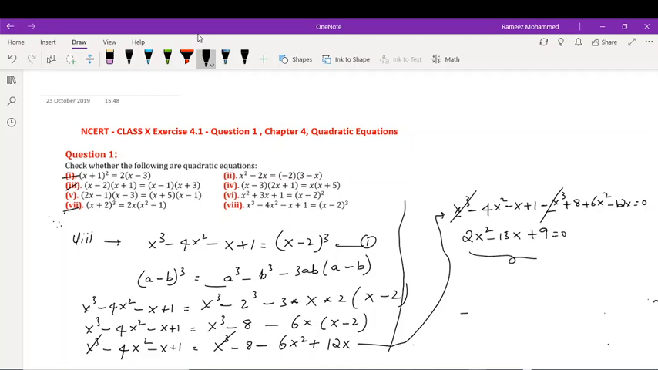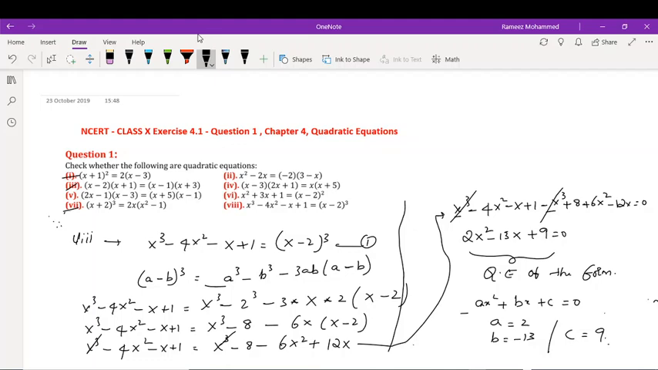So this is in the form of what? A quadratic equation of the form. What is the standard form of the quadratic equation? It is ax square plus bx plus c is equal to 0, whereas here a is 2 and b is minus 13 and c is equal to 9.